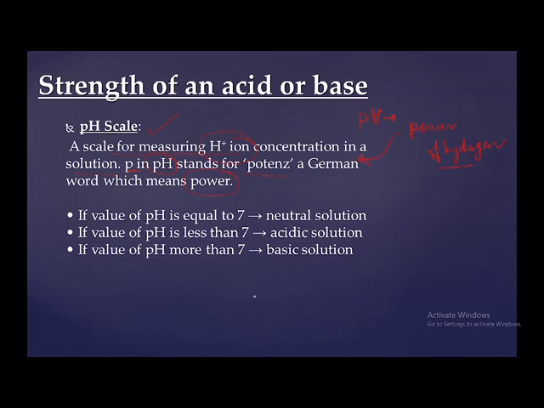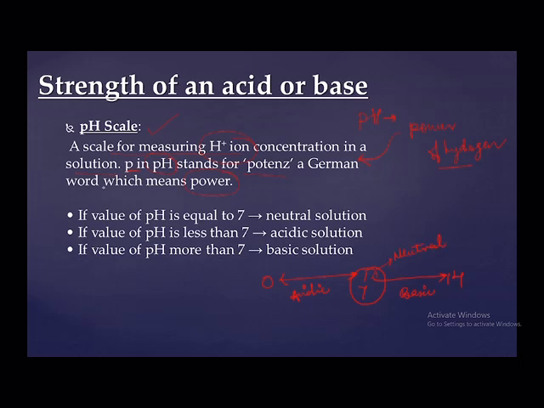It generally ranges from 0 to 14, and in between we have 7. From 0 to below 7, it is considered acidic in nature, and more than 7 up to 14, it is considered basic, and at 7, it is considered neutral.